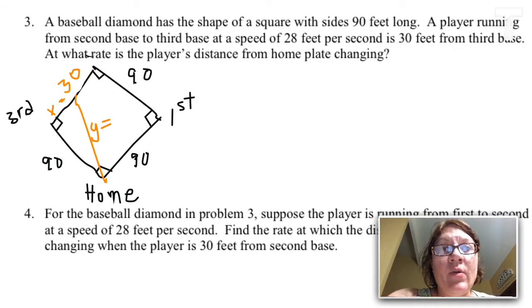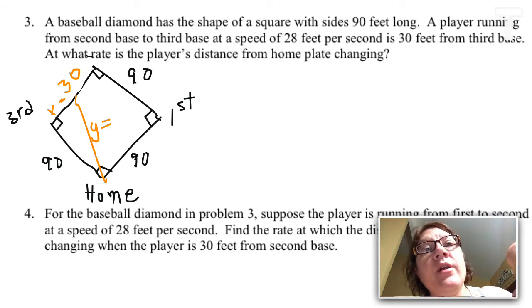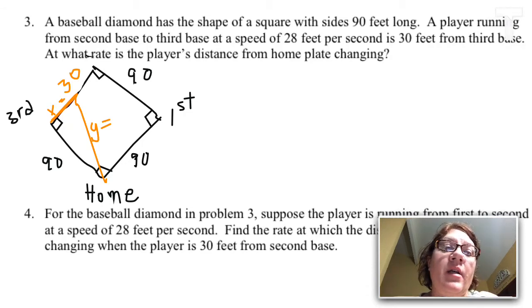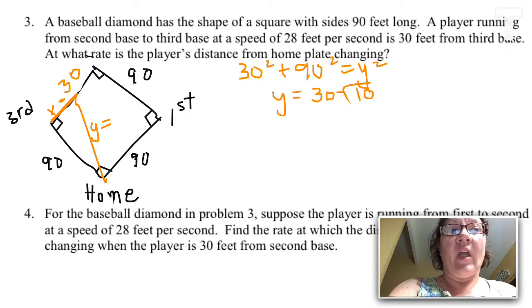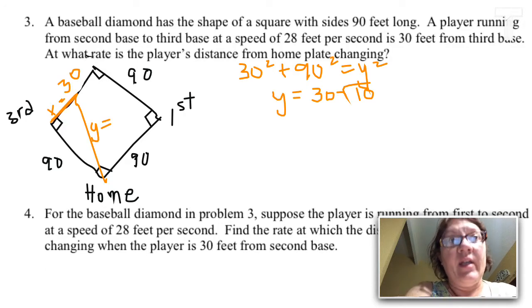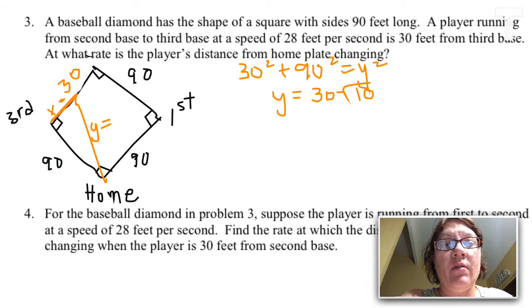Okay, so I drew my baseball diamond. It's 90 all the way around. But on this particular problem, I know that my player is 30 feet from third base, and he's been running from second. So that distance right there is 30. So now I have a right triangle, and I can find y. Remember, this time I made y the hypotenuse, so I end up getting 30 square root of 10.